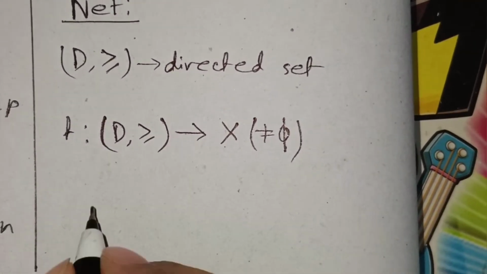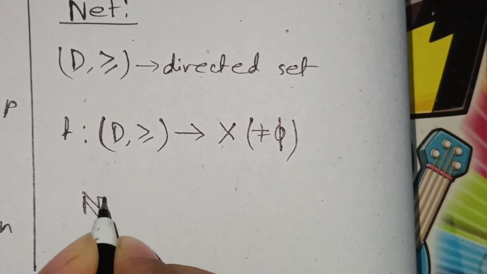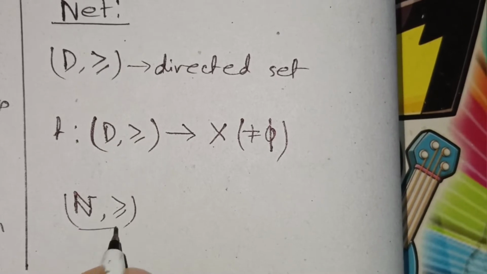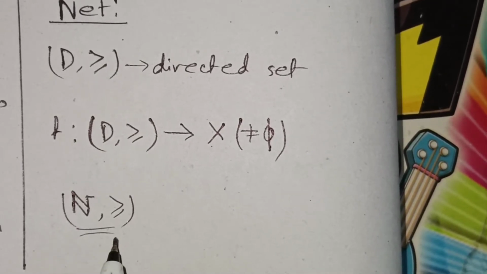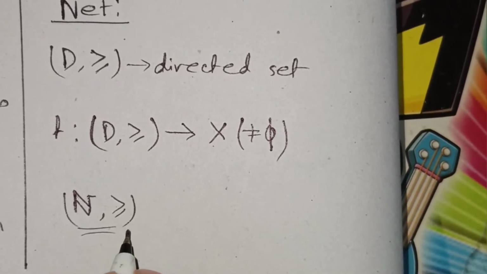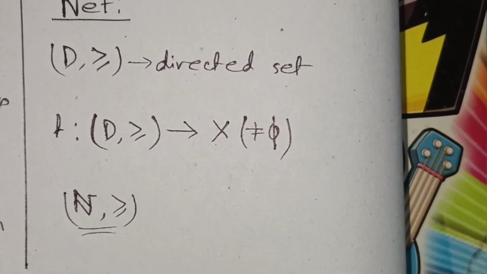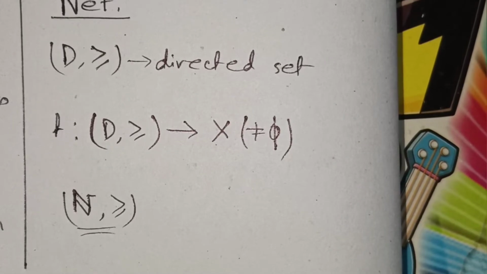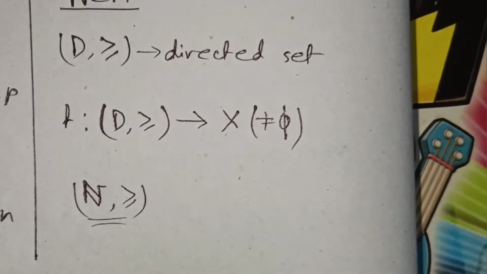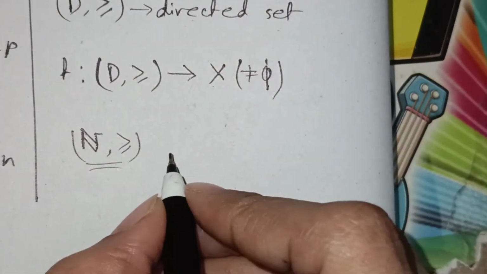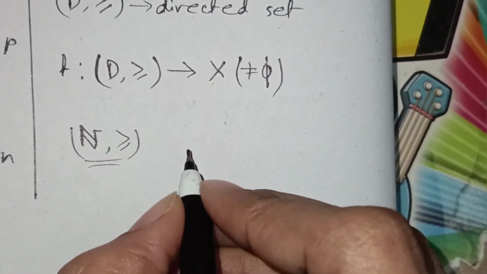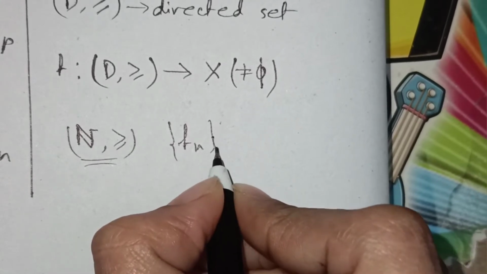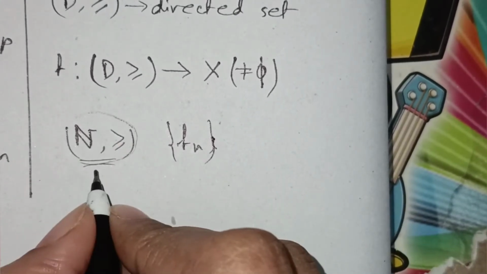Now take an example. Since we know that the set of natural numbers is also a directed set, right? Directed set does not necessarily have to be a partially ordered set. So this is a directed set simply. So any sequence forms a net on this directed set, right?